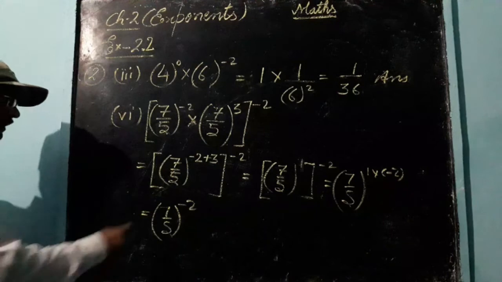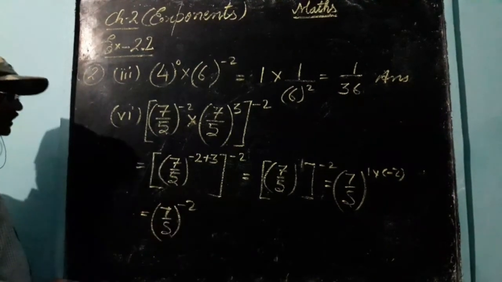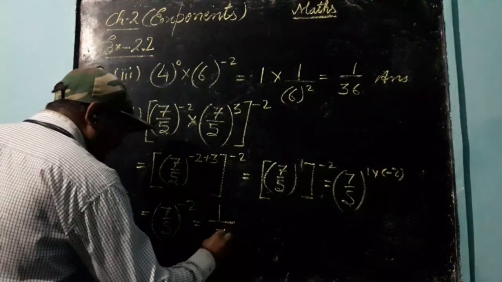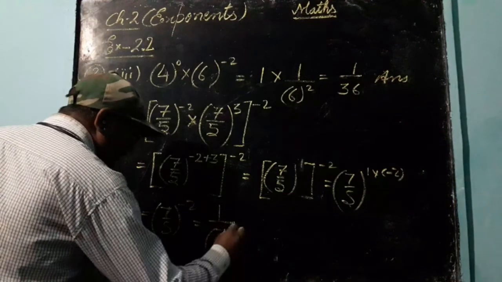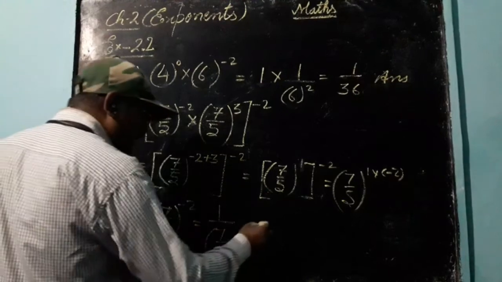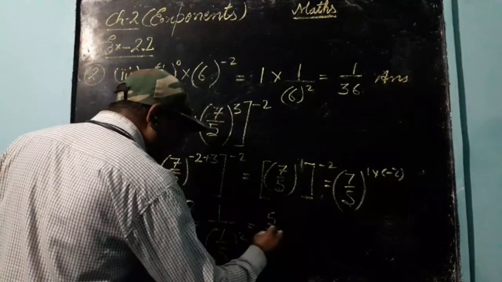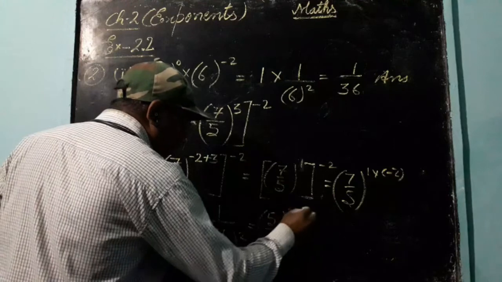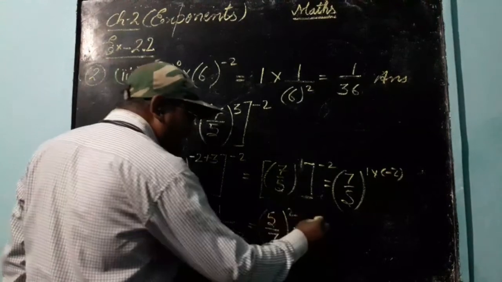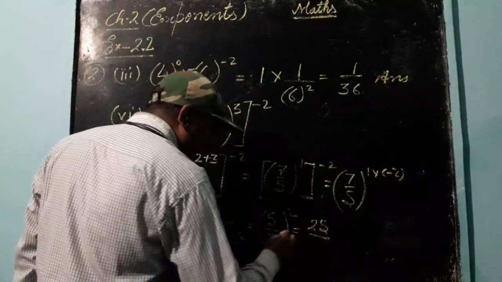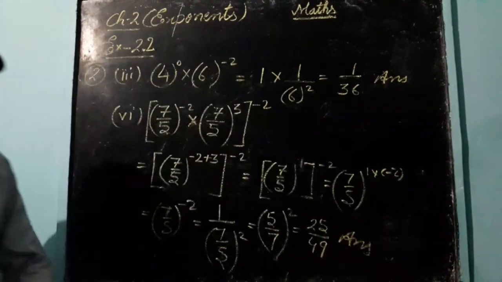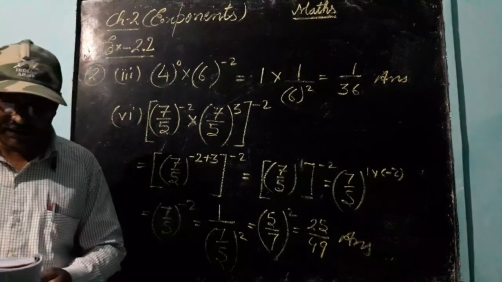Okay, now you have to make it positive because in the rational form, so you will write 1/(7/5) to whole power +2, and then when you will do its reciprocal, then it will be (5/7) to power 2. Yes students, when you will solve, then you will get 5 square 25 and 7 square 49. Then that will be the answer. Any doubt students? Okay, now next question.